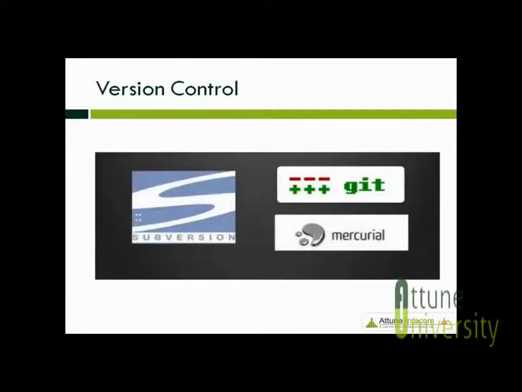So these are the different tools for version control. You can say Subversion, Git, or Mercurial. You can use these things. Right now Git is very famous, and you can use a GitHub or Gitorious account, which are publicly available.